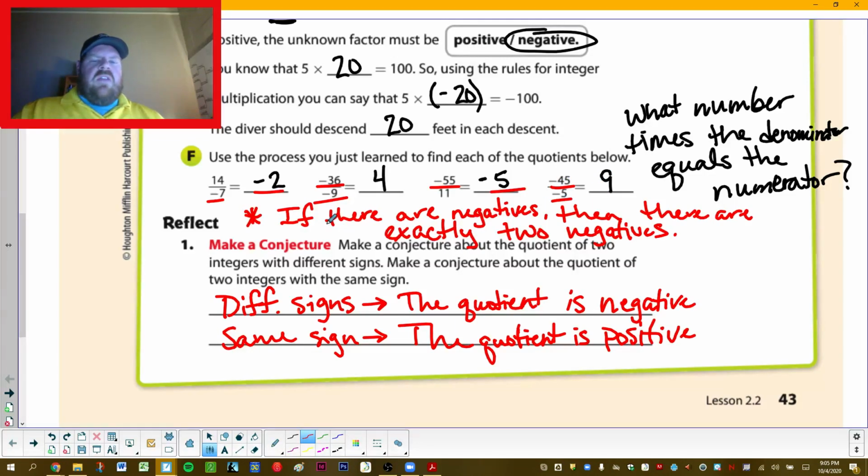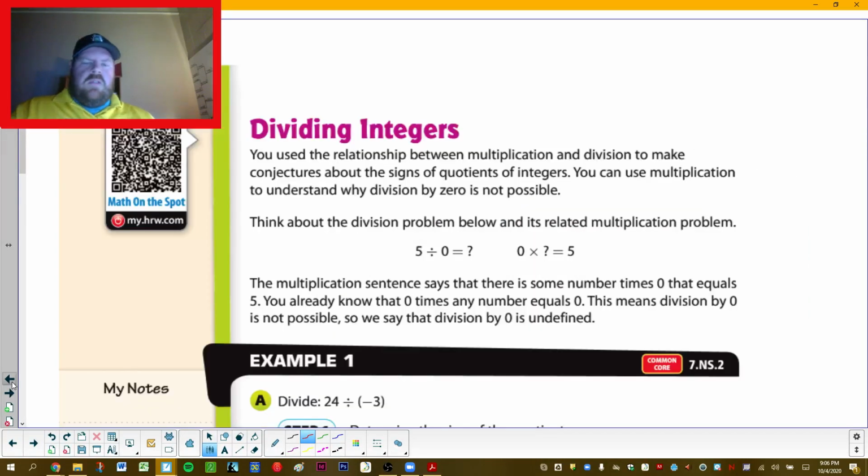And that's not to say that there's anything wrong with the statement that I wrote here, because I'm saying if there are any negatives whatsoever. If there are no negatives, then I'm not saying anything about that, right? If 14 and 7 were both positive, my statement here doesn't apply. This says if there are negatives. Well, there weren't any, so what do I know?